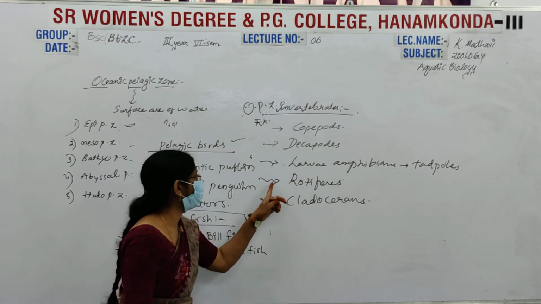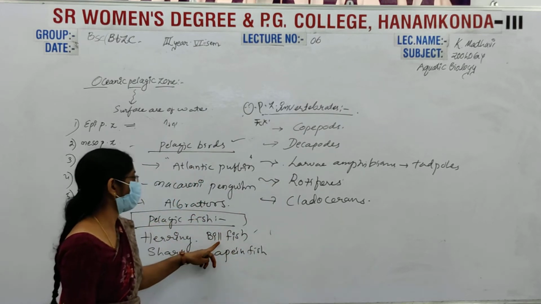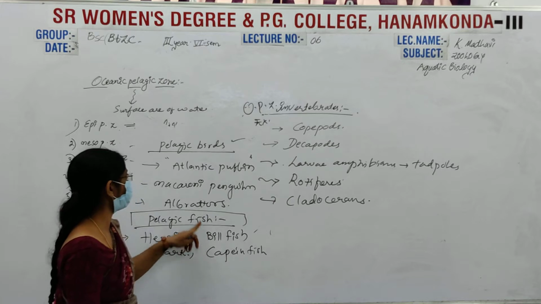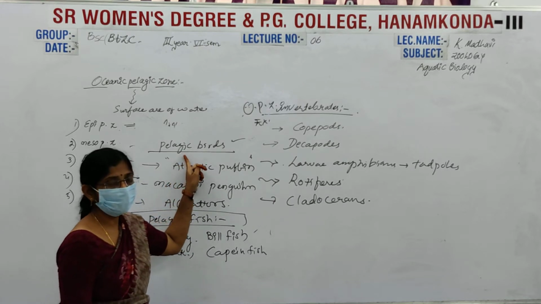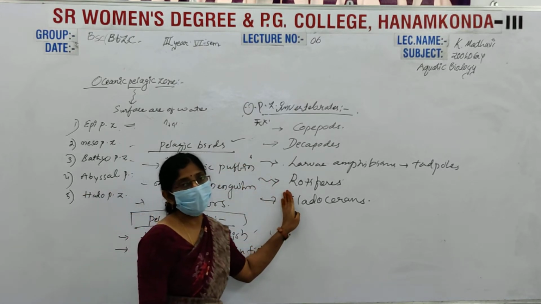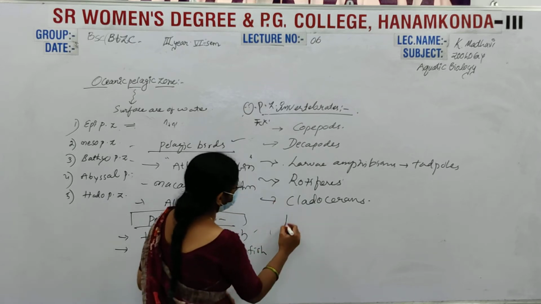These are the zooplanktons. These are the best option to be eaten by these fishes. These fishes are food for these birds. And some important reptiles are also present in the pelagic zone.